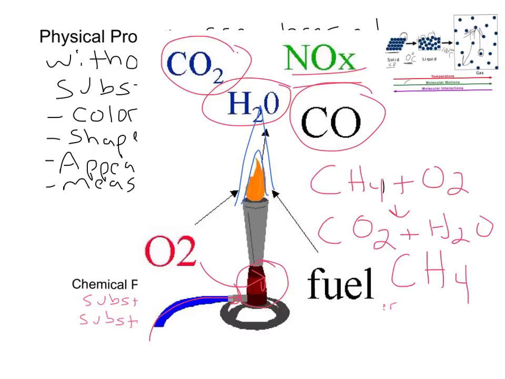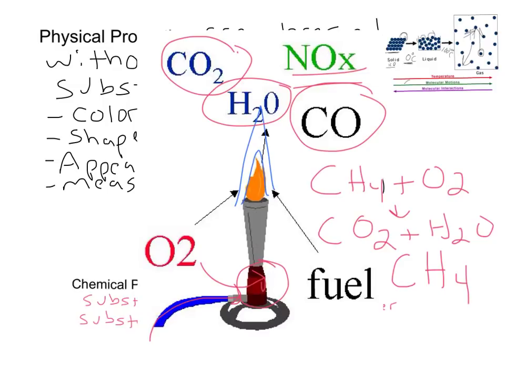That's a chemical change. So you can see we had CH4 plus O2. That little arrow I drew means yields, which means something chemically has happened. It's rearranged the atoms to CO2 and H2O, and that is what shows a chemical change, the rearrangement of the atoms.